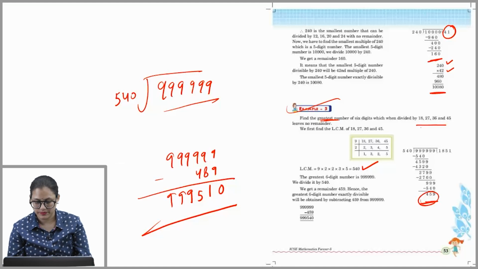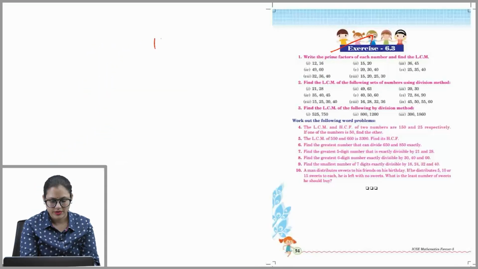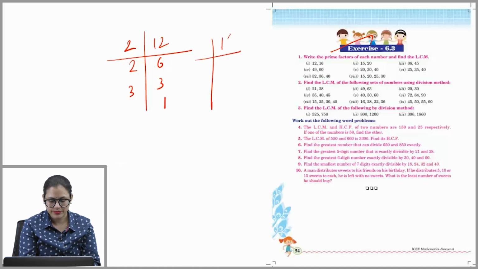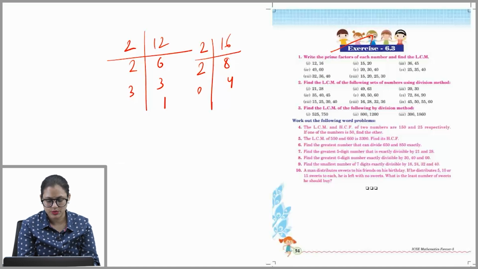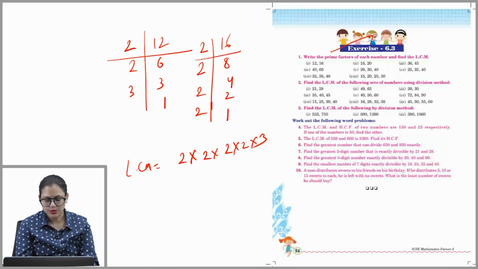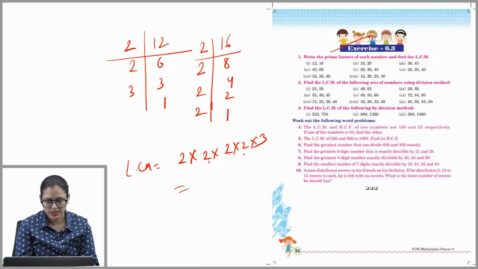Exercise 6.3. Write the prime factors of each number and find the LCM. 12: 2 6s are 12, 2 3s are 6, 3 1s are 3. And 16: 2 8s are 16, 2 4s are 8, 2 2s are 4 and 2 1s are 2. Now, the LCM is what? 2 into 2 into 2 into 2 into 3. 2 2s are 4, 4 2s are 8, 8 2s are 16 and 16 3s are 48.